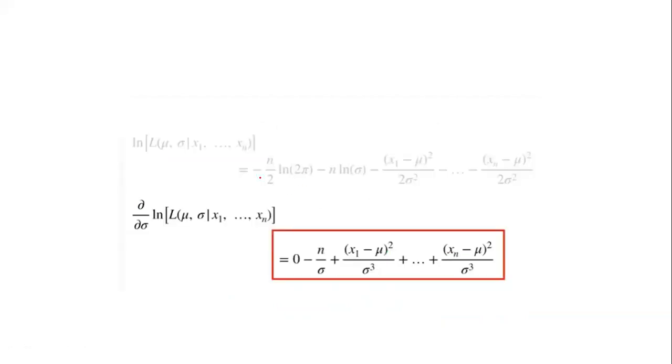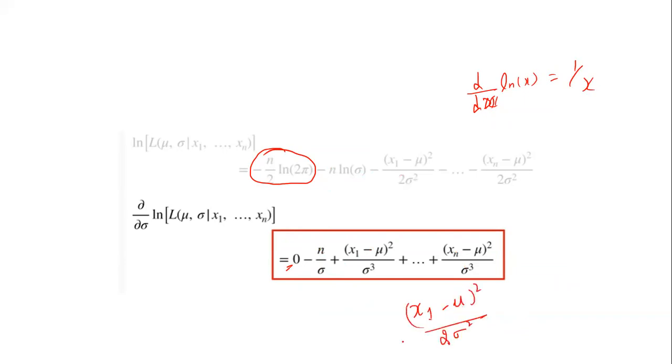Again, in the first term there is no sigma, so it becomes 0. In this term there is a sigma. The derivative of log x, d by dx of log x, is nothing but 1 by x. So the derivative of log of sigma is 1 by sigma. So we get minus n by sigma. Plus, let us see now how we will take the derivative of this term with respect to sigma: x1 minus mu the whole square divided by 2 sigma square, minus.